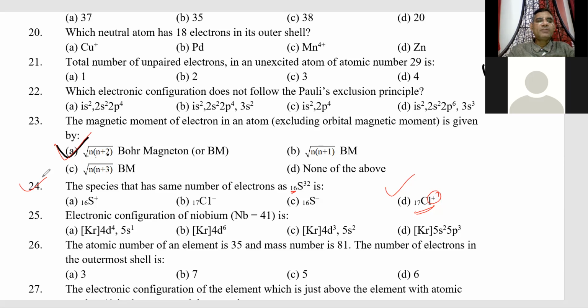What about the electronic configuration of niobium, 41? Niobium. We did this on Saturday. According to our principle, it should be 5s2 4d3. But it is an exception. Instead of 5s2, it is 5s1 4d4, not 5s0. Only one electron will be transferred from the ns subshell to the n-1 d subshell.